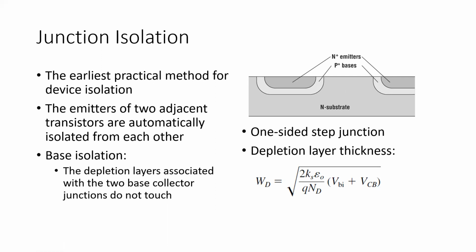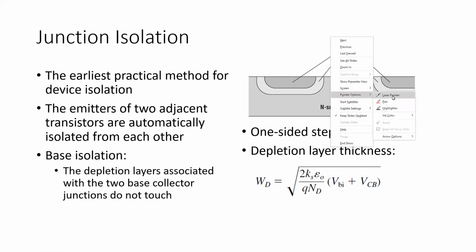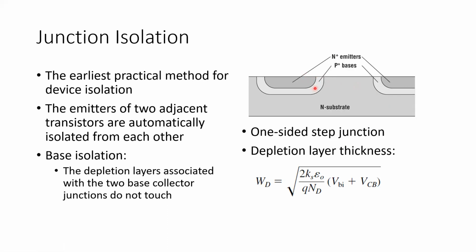So we need to have enough space between these two devices. Basically for the collector, we share the same substrate. The emitter is automatically isolated because of the base and the collector. There is a reverse bias junction, so it is already automatically isolated. So we need to consider these two bases.